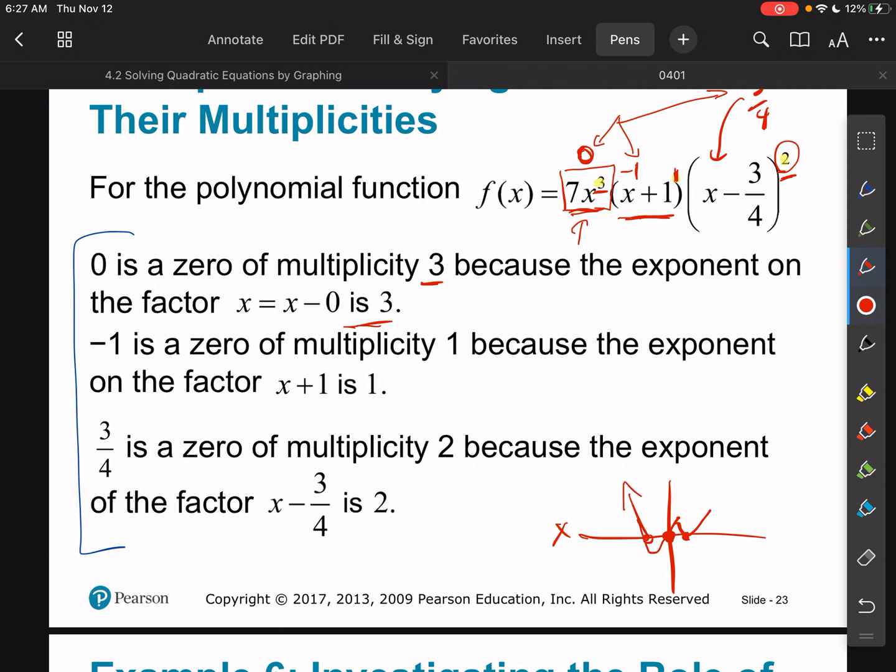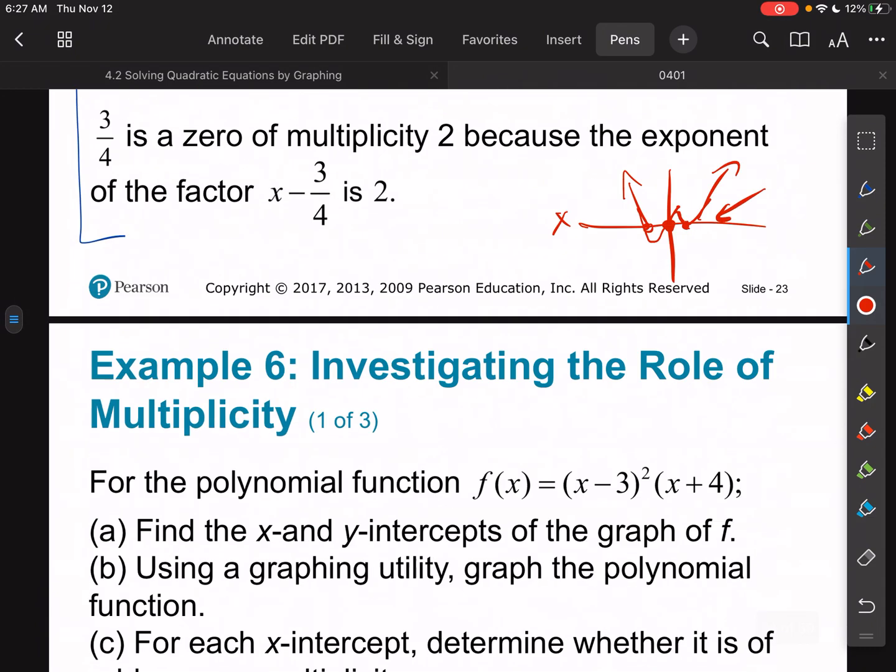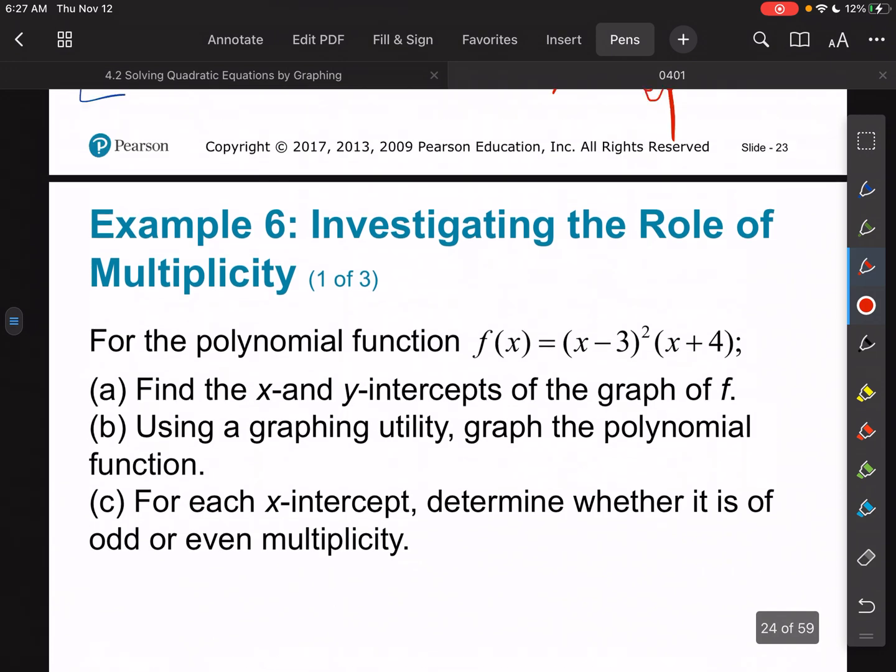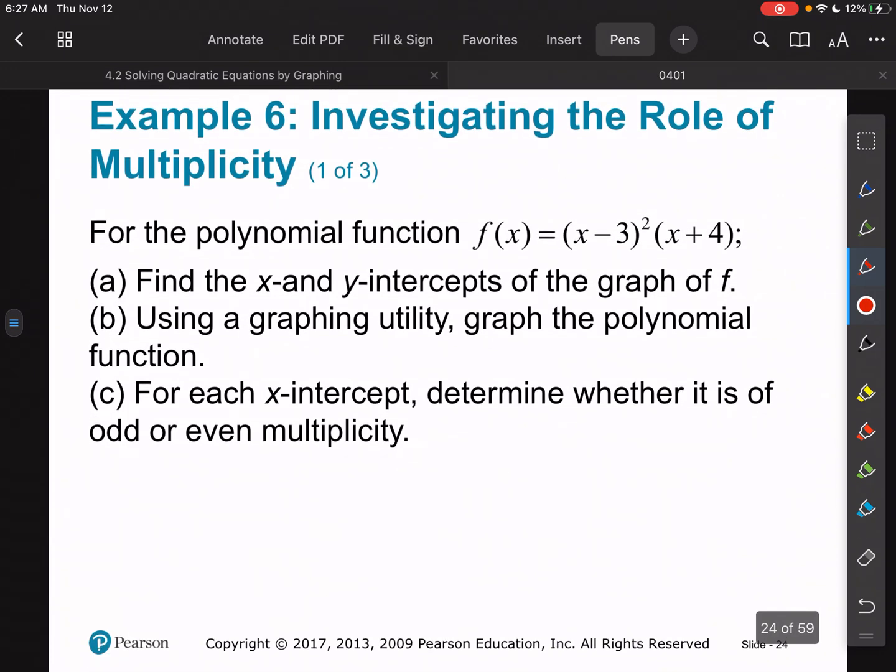So it's probably going to go off and do something like this. So it helps us to see what happens at the x-axis. Okay, let's look at example 6. For the polynomial function, it says find the x and the y-intercepts of the graph of f. What's cool about this is, since this polynomial is in factored form, I can tell you that I have x-intercepts at 3 and at -4.